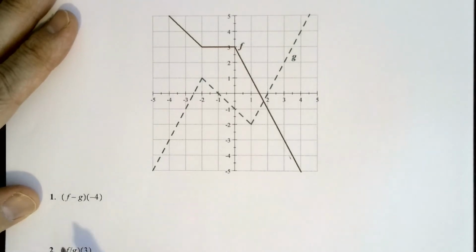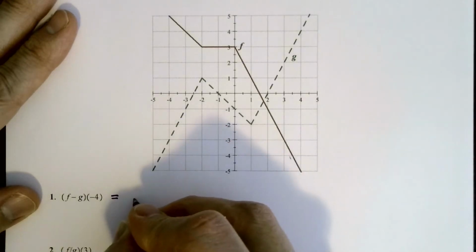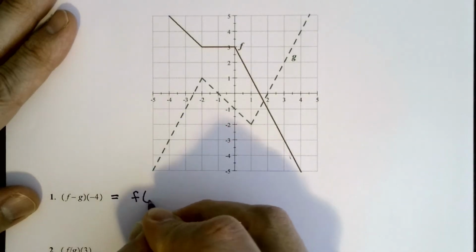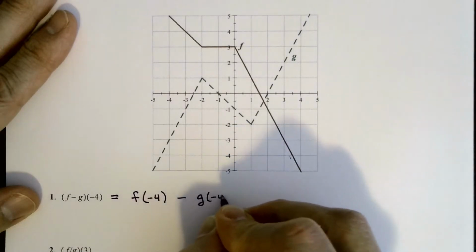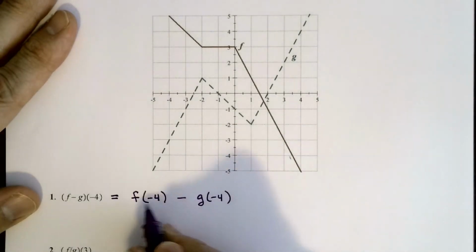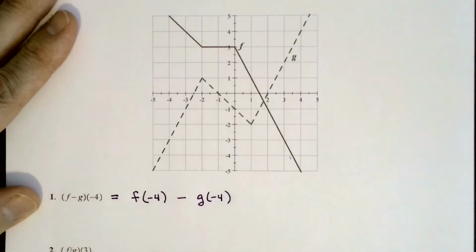So let's start with this first one. Evaluate f minus g of negative 4. By definition, what is f minus g of negative 4? That is f of negative 4 minus g of negative 4. So we need to find the output of the function f at negative 4, the output of the function g at negative 4, and then subtract in that order. And that's the result. That's all there is to it.